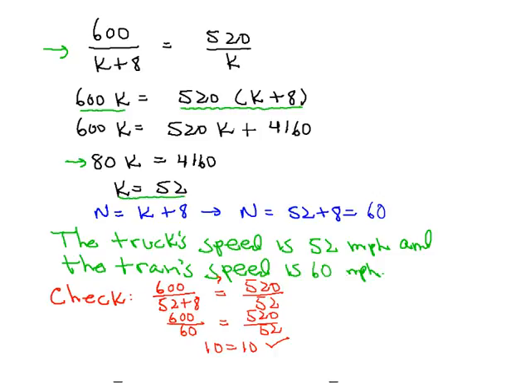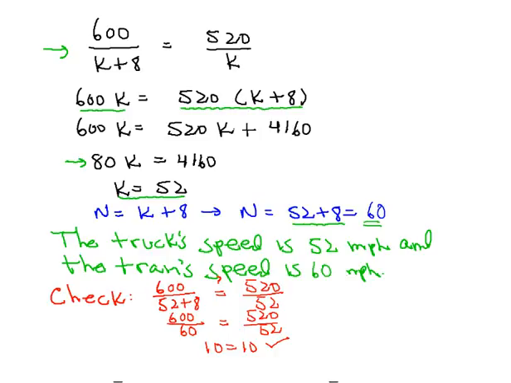And the other equation in our system, you remember, was N is equal to K plus 8. So that would tell us that N is equal to 52 plus 8, or 60. So if we write a sentence answering the question, we can say that the truck speed is 52 miles per hour and the train speed is 60 miles per hour.